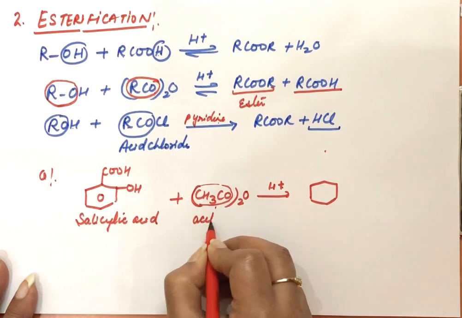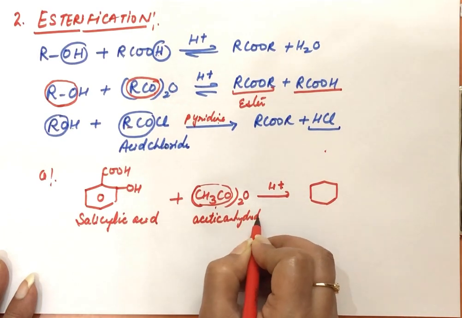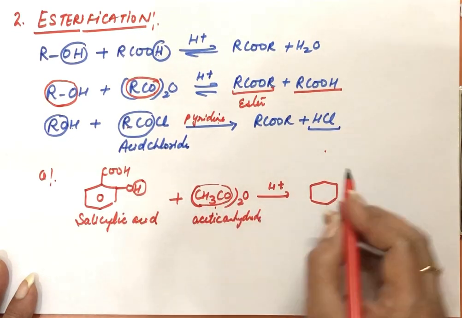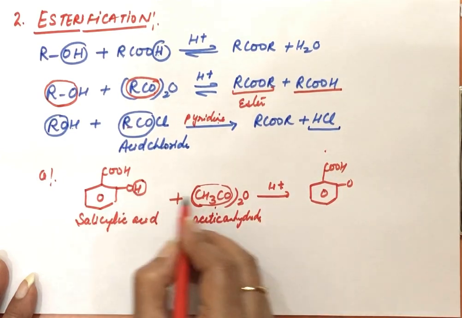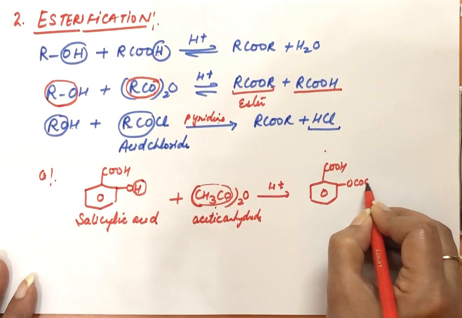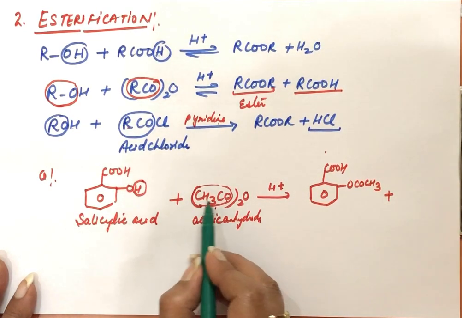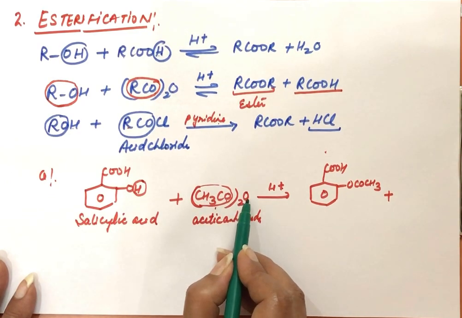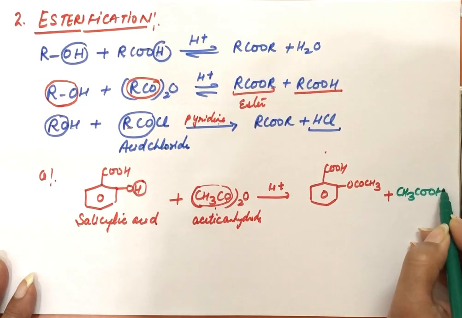This compound is called acetic anhydride. And remember, this reacts with the OH group, with alcohol. This H comes out, and in place of this H, the COCH3 will be here. Which group will come in place of H? The acetyl group, COCH3. After removing this CH3CO, one more CH3CO is left. So CH3COO and this H combine to form acetic acid here.